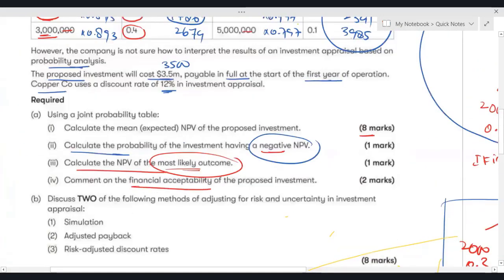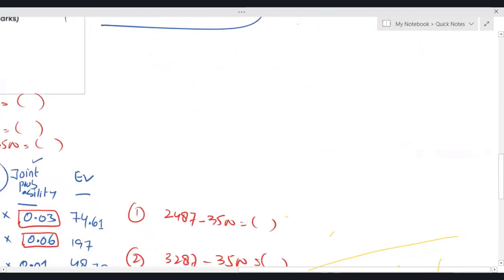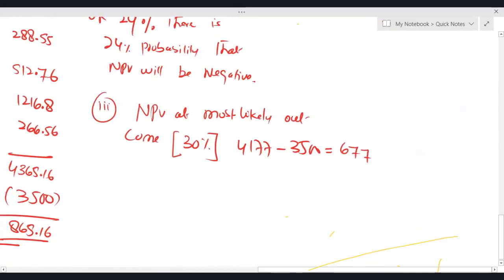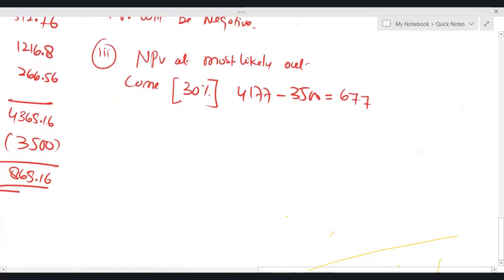Comment on the financial acceptability of the proposed investment. Now listen carefully. Normally, the outcome which expected value gives you does not happen. Another point is that when you are working on expected values, they hide risk.